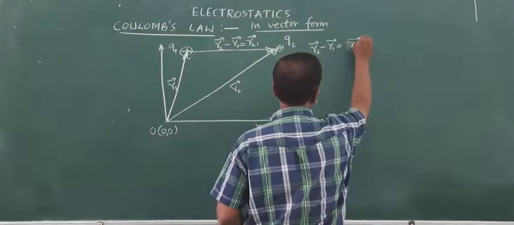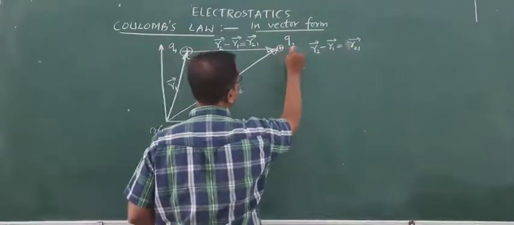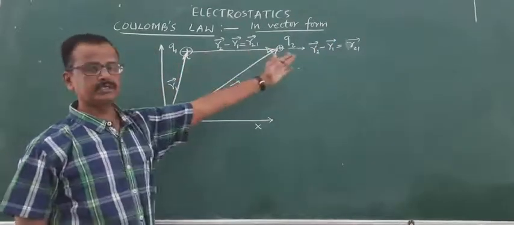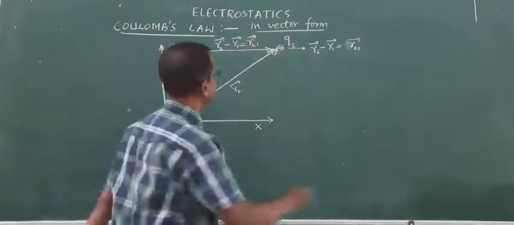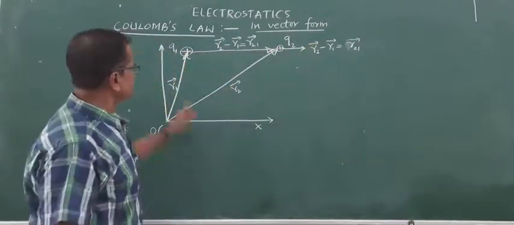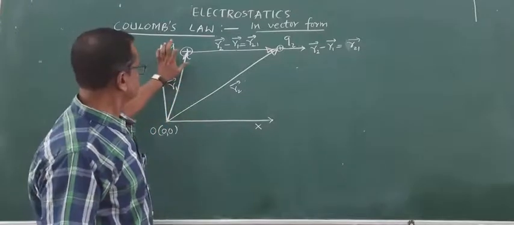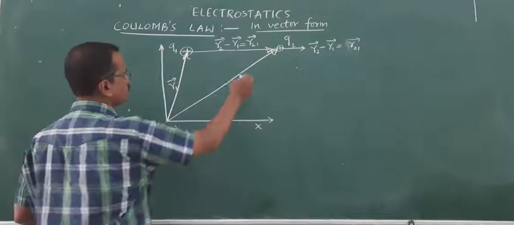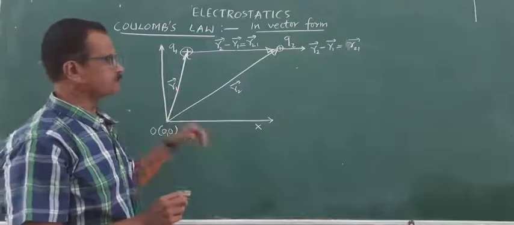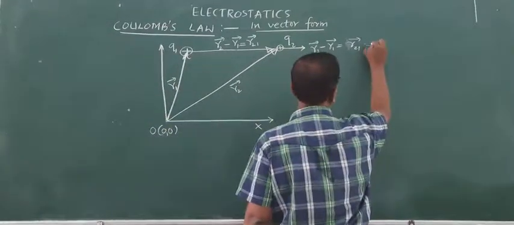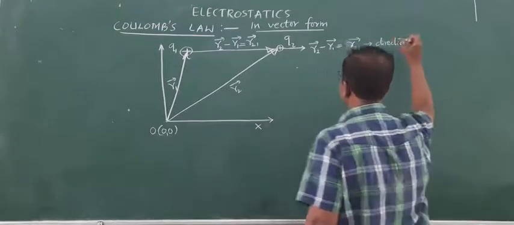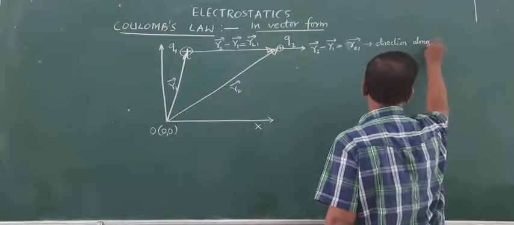Look at the direction of the R21 vector: it is directed away from charge Q1, along the line joining the two charges. This gives you the direction of R21. Similarly, the direction from Q2 to Q1 will be, on the other hand, the R12 vector.